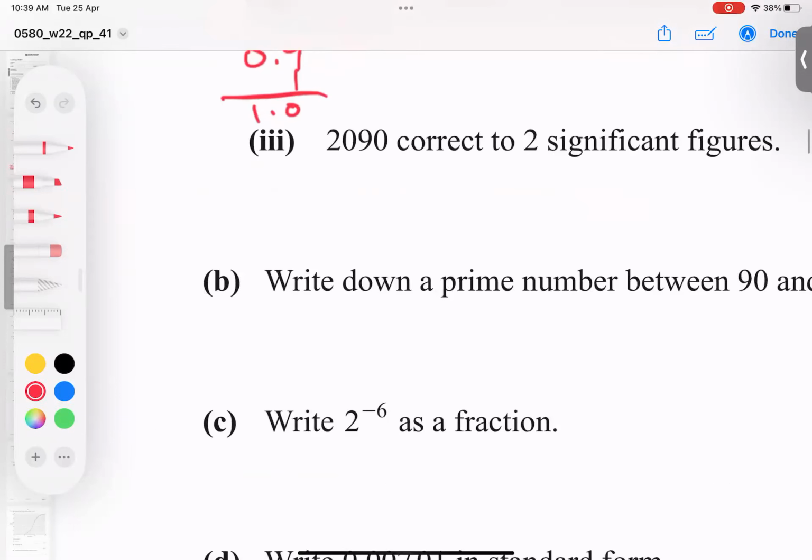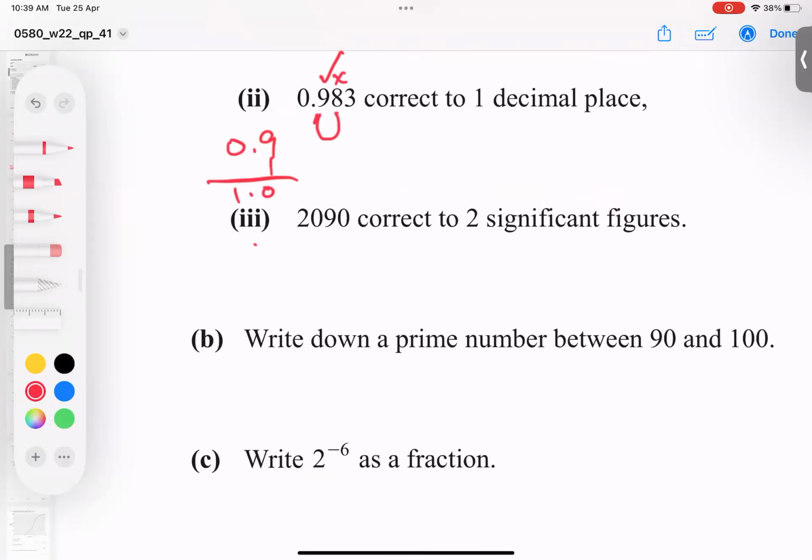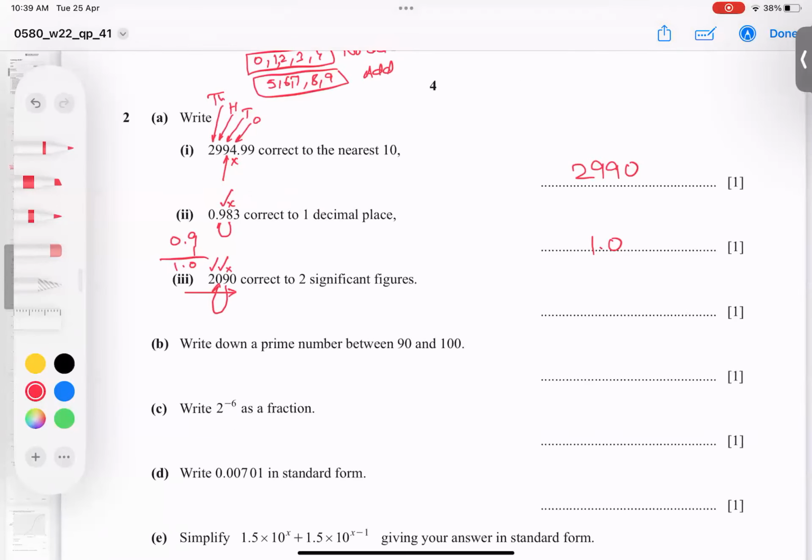2SF, he said 2SF. Count from the left side. This is called 1SF, this is called 2SF. This number I don't want. Bigger than 4, yes, so add. So when I add, I get 2, 1, and I replace the 9 and 0 both with zeros. I hope you got the idea clearly.